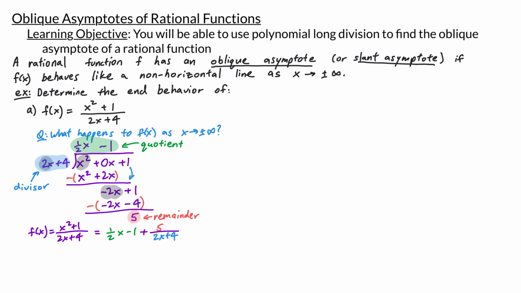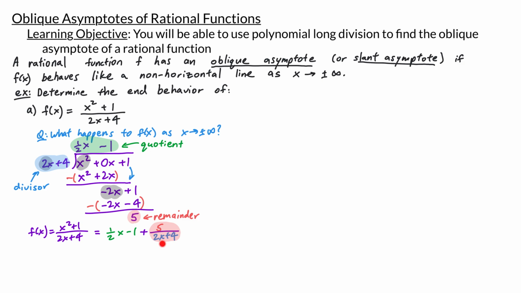Now that we've rewritten our rational function in this way, we can answer the question about the end behavior. What happens to our function as x goes to infinity or as x goes to negative infinity? Meaning, what happens to this expression as we plug in larger and larger positive values for x or larger and larger negative values for x? Specifically, I want us to focus our attention on this fractional part at the end of our expression.